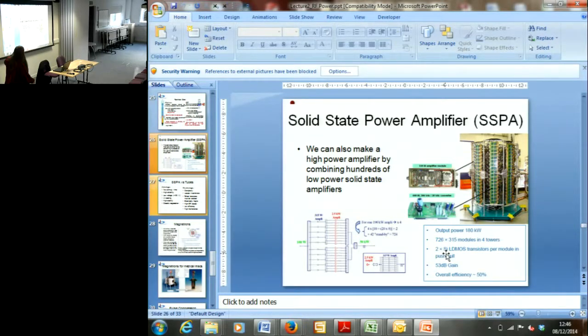But the downside of these solid-state power amplifiers is they do degrade with time. A while ago, and you won't find this in any papers because they don't want you to know about it, the UK air traffic control replaced all their radars from TWTs to solid-state power amplifiers. But the problem is, you have to replace them every day.